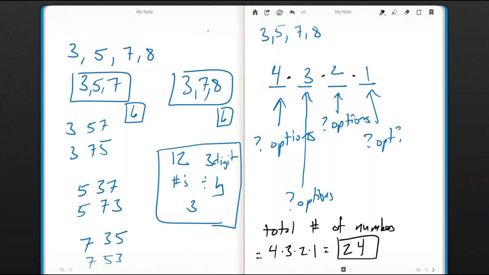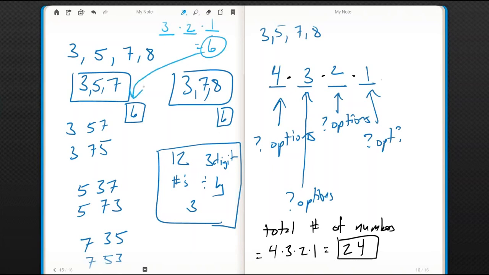So with 357, instead of writing it all out like I did, I could say if I have 3 digits, and I'm going to make a 3-digit number, I have 3 options for the first spot, 2 for the second spot, and 1 for the third spot. That gives a total of 6 options, and that's the shortcut way to get that number.